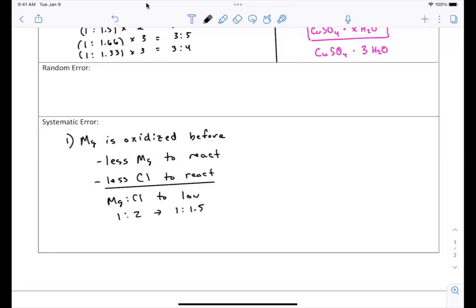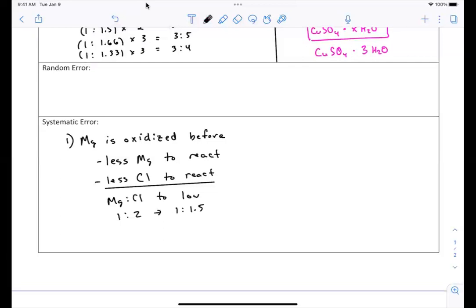Yeah. So what happens is if you have less magnesium, less chlorine reacts, but that's how much you're measuring. In reality, you're actually reacting less magnesium with the right amount of chlorine, but you don't know that because you assumed all your stuff was magnesium. Therefore your chlorine amount will be too low, so then your ratio will be off. Does that make sense? Okay. Yes, correct. MgCl2 should be 1 to 2, but if your ratio is 1 to 1.5 or like 2 to 3, then that's one of the possible reasons for why it's too low. Okay.